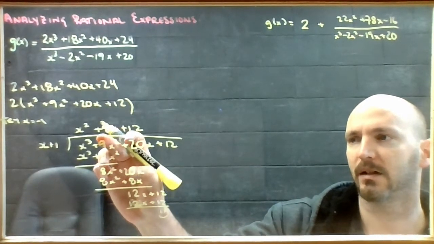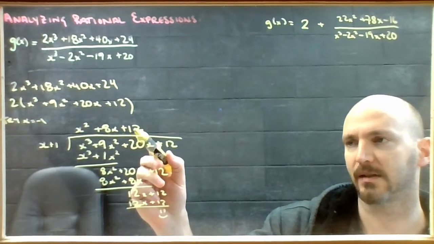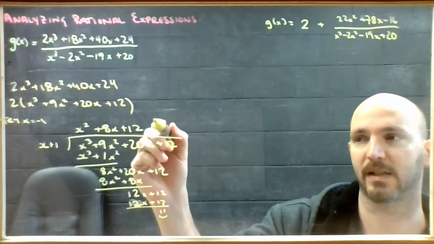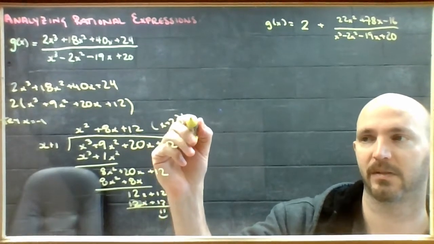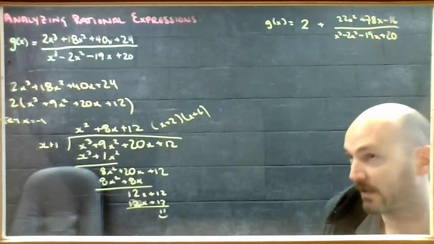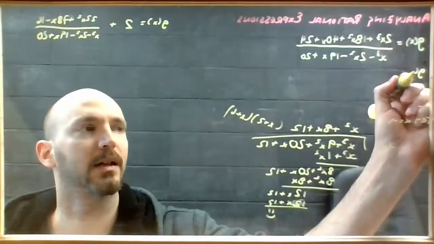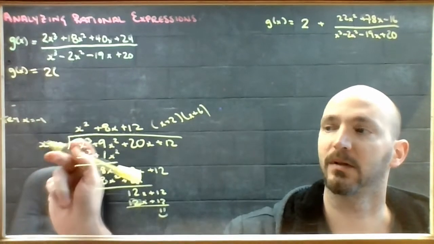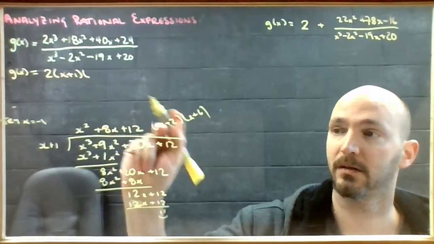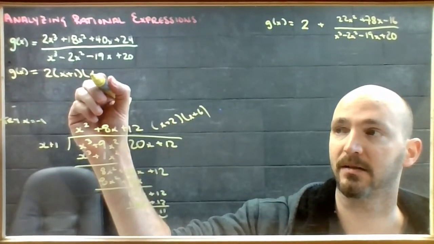This thing here, that will split as 2 times 6 is 12 and 2 plus 6 is 8. So that's x plus 2, x plus 6. So I can write the numerator of this thing as 2 times x plus 1, x plus 2, x plus 6.